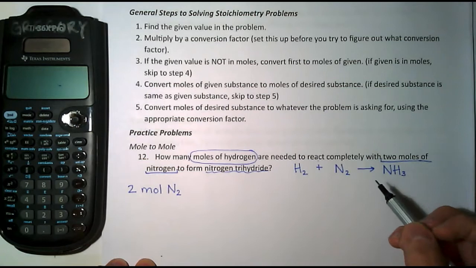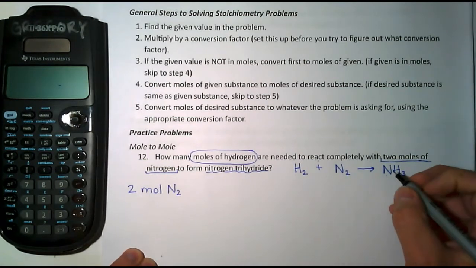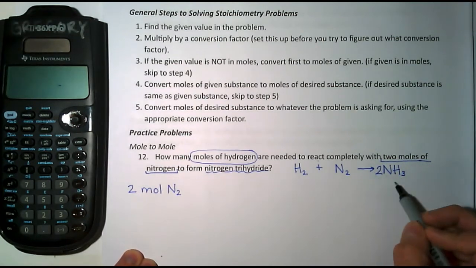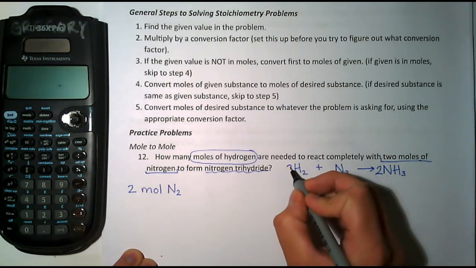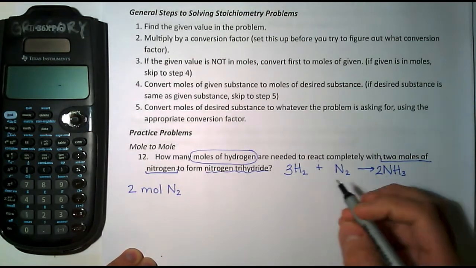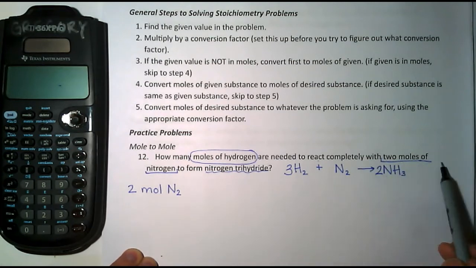So I'm going to do nitrogen first. So I have 2 nitrogens on the reactant side and only 1 on the product side. So I'm going to fix that by putting a 2 here, which then gives me 6 hydrogens. So now that's easy to fix by putting a 3 in front of H2. So now my equation's balanced, and now I can do my stoichiometry. I can figure out how many moles of hydrogen are needed to react with 2 moles of nitrogen.